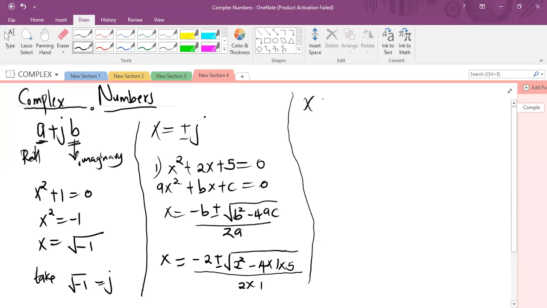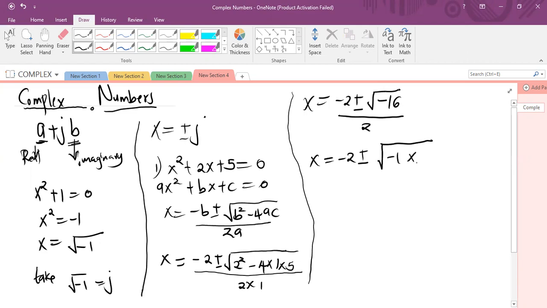Evaluating this, we have x is equal to minus 2 plus or minus the square root of 4 minus 20, and that will give minus 16, all this divided by 2. So this will give x is equal to minus 2 plus or minus... Now I can write this, since we already know the square root of minus 1 is j, as minus 1 times 16, all this divided by 2, so that I have x is equal to minus 2 plus or minus the square root of minus 1, the square root of 16, all this divided by 2.